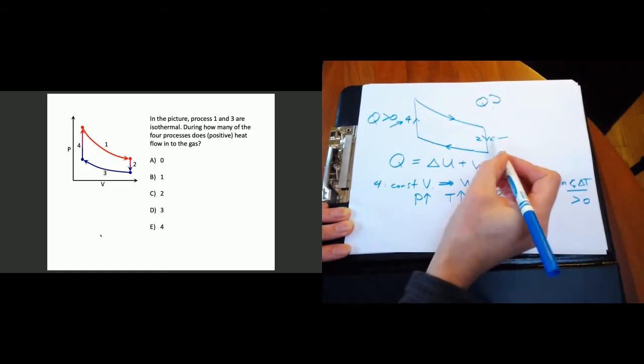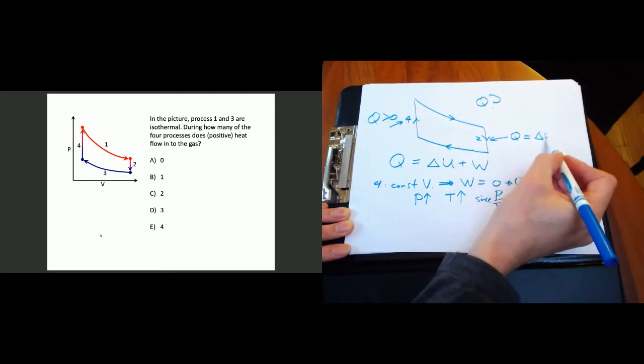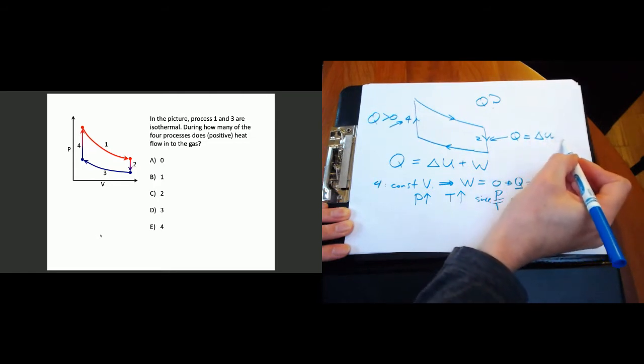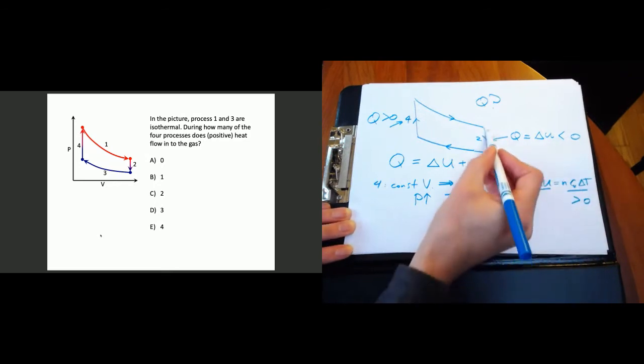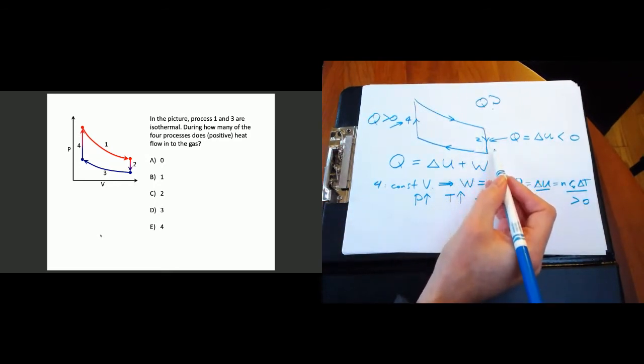In a similar way, we could say that for process 1, again, Q is equal to delta U, and that is going to be less than 0 because in this one, pressure is decreasing at constant volume, and so temperature is decreasing, and so delta U is negative.